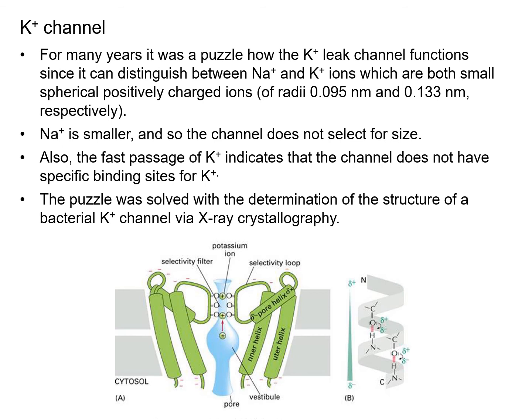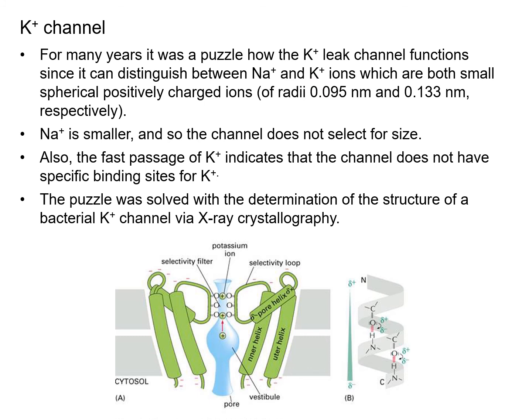For many years, it was a puzzle how this potassium leak channel functions, since it has a high specificity only for potassium ions. So it can definitely distinguish between sodium and potassium ions, which are both small spherical positively charged ions. And when you look at the radius of these ions, they are quite similar: 0.09 nanometer for sodium ion and 0.133 nanometer for potassium ion.